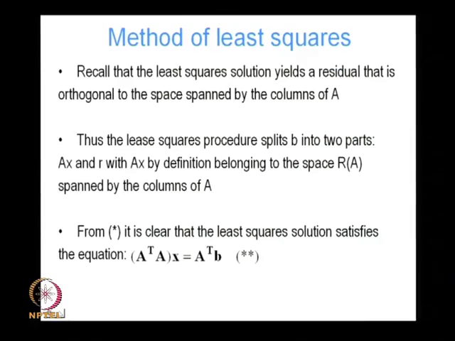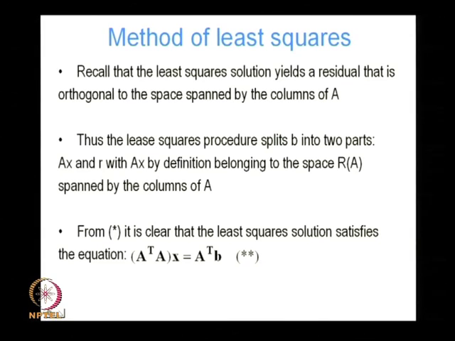We have taken the projection of B onto the space that is spanned by the columns of A, and whatever is left is the residual. Thus, the least square procedure splits B into two parts, A x and R, with A x by definition belonging to the space R A.